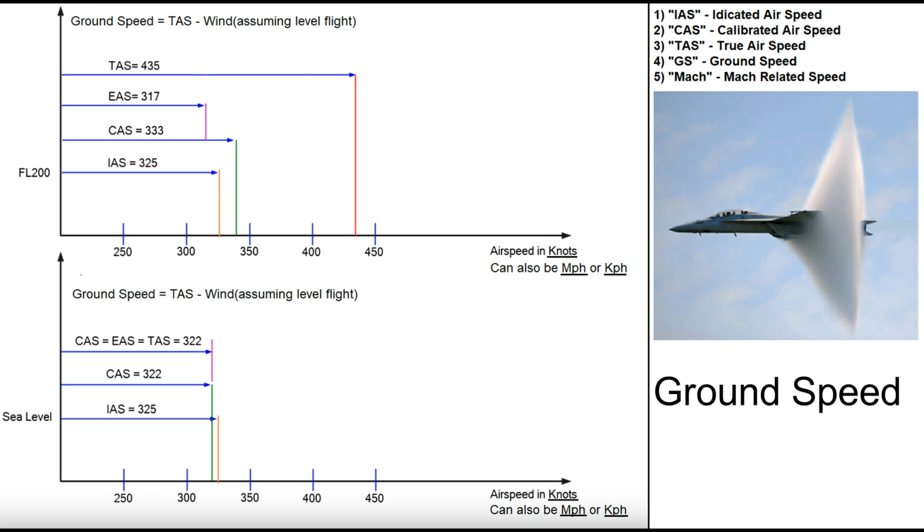You basically fly on indicated, you navigate on ground speed. That'll do. Exactly. You fly on indicated, you navigate on ground. So I guess that's an easier way of doing it. Has anyone anything to add?